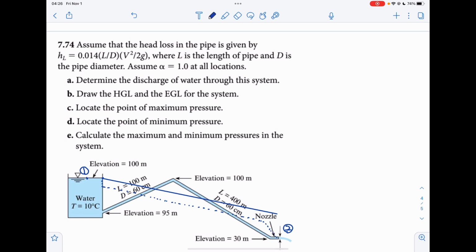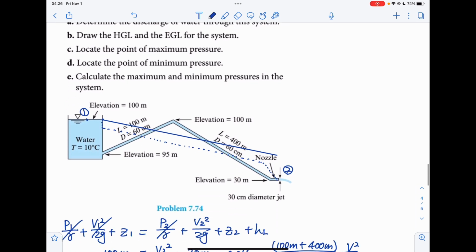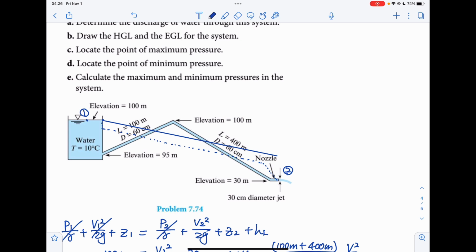It will increase. So here the velocity head is larger than the velocity head at the starting point. And here this velocity head actually will be 16 times the velocity head of here. Okay, if here is the velocity head.